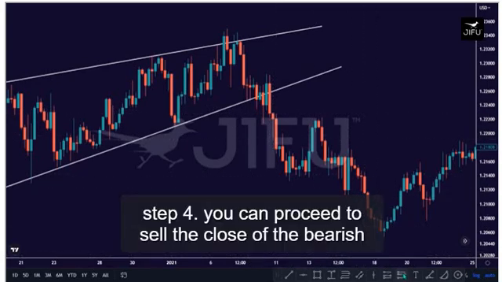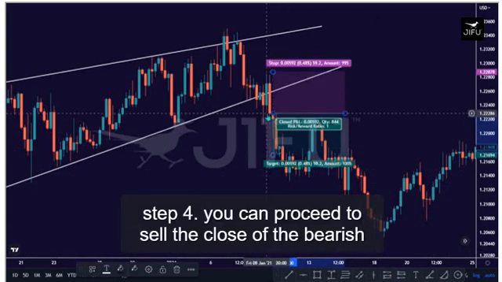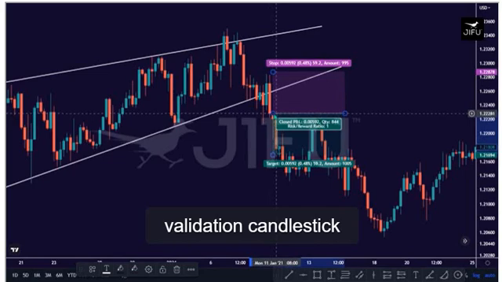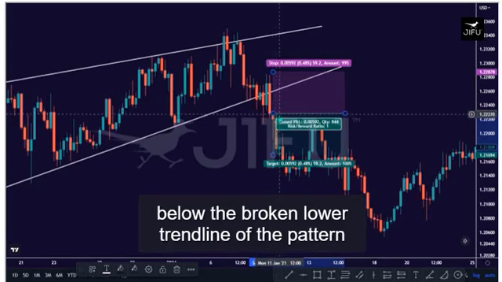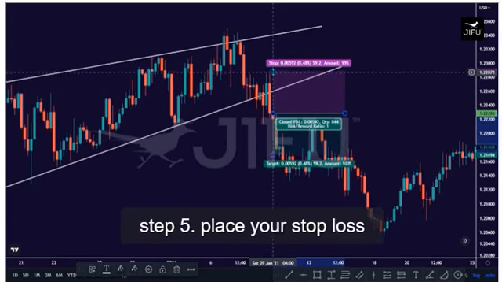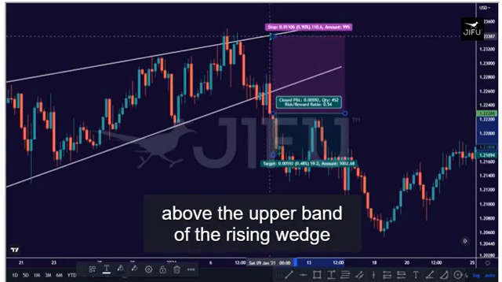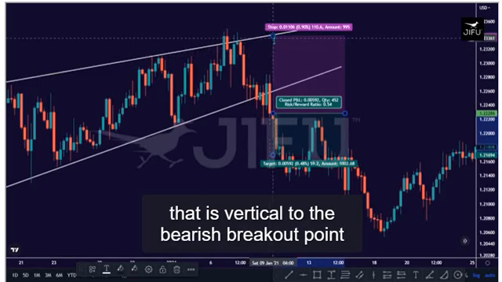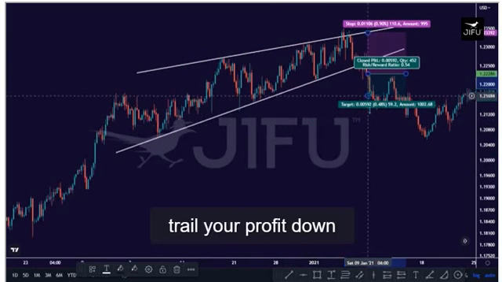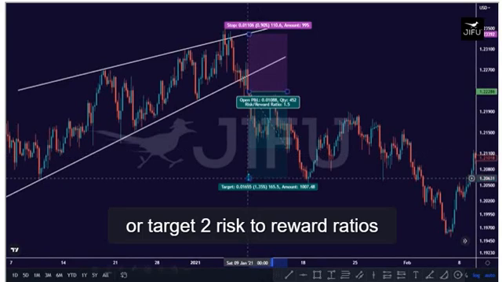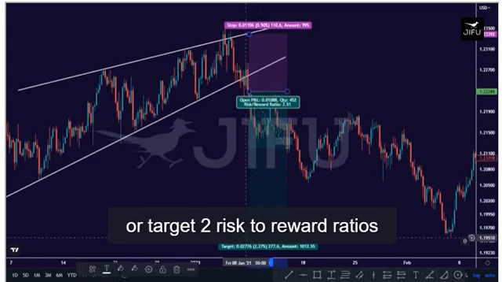Step 4. You can proceed to sell the close of the bearish validation candlestick below the broken lower trend line of the pattern. Step 5. Place your stop loss above the upper band of the rising wedge that is vertical to the bearish breakout point. Trail your profit down or target two risk-to-reward ratios.